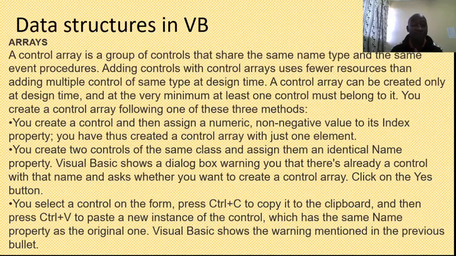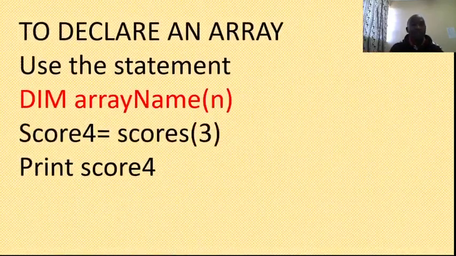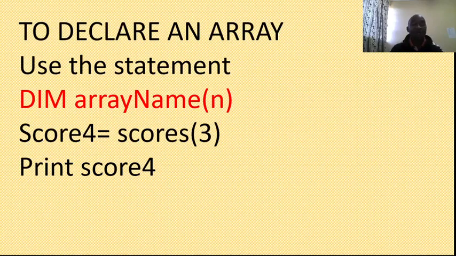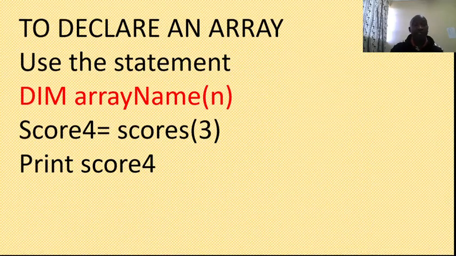Click on the Yes button. Three, you select a control on the form, press Ctrl C to copy it to the clipboard, and then press Ctrl V to paste a new instance of the control, which has the same name property as the original one. Visual Basic shows the warning mentioned in the previous bullet. Therefore, to declare an array, use the statement Dim array name, then the variable there. As I have shown you, score(4) equals score(3), then print score.